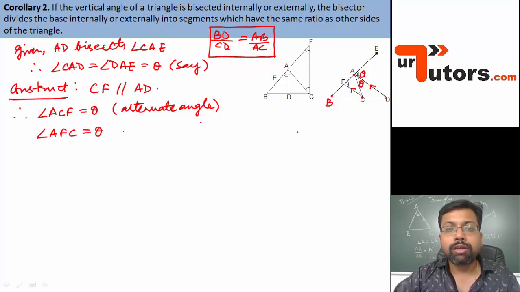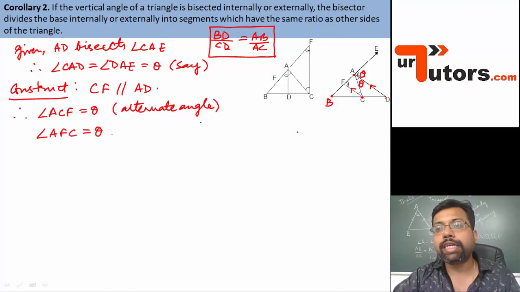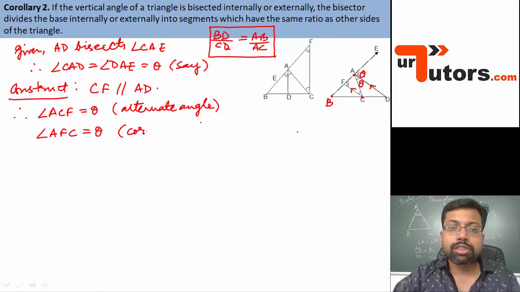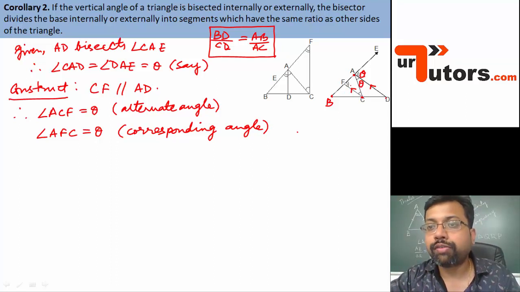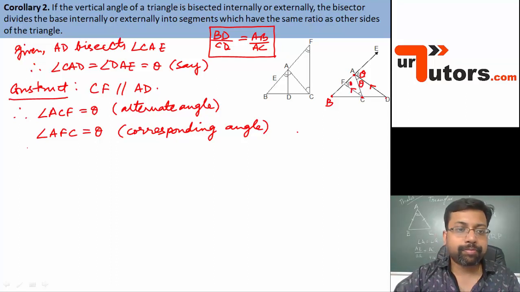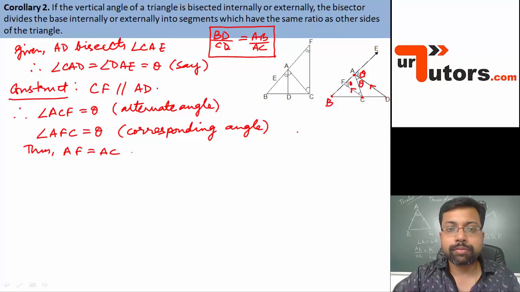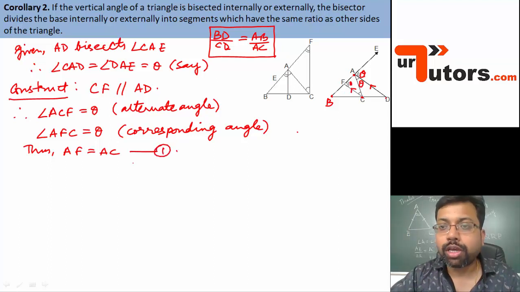It will also be theta because it will be equal to angle DAE by corresponding angles. Okay, so by corresponding angles, angle AFC is also going to be theta. So you have this as theta, this as theta. So you have thus AF is equal to AC. This is what you have.